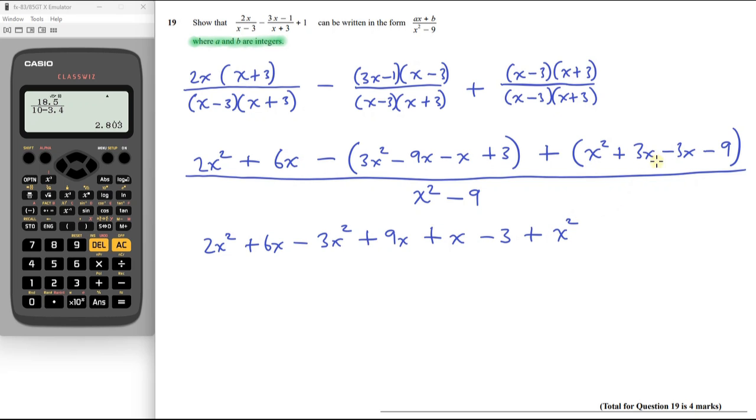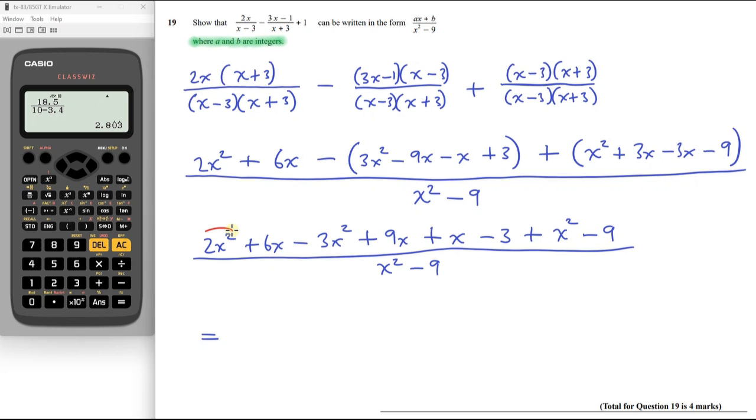And now I think I'm just going to simplify this. 3x minus 3x is just 0. So then we've just got x squared minus 9. And then again, all of that is over x squared minus 9. And now I think all we need to do is simplify our like terms. So let's color coordinate this.